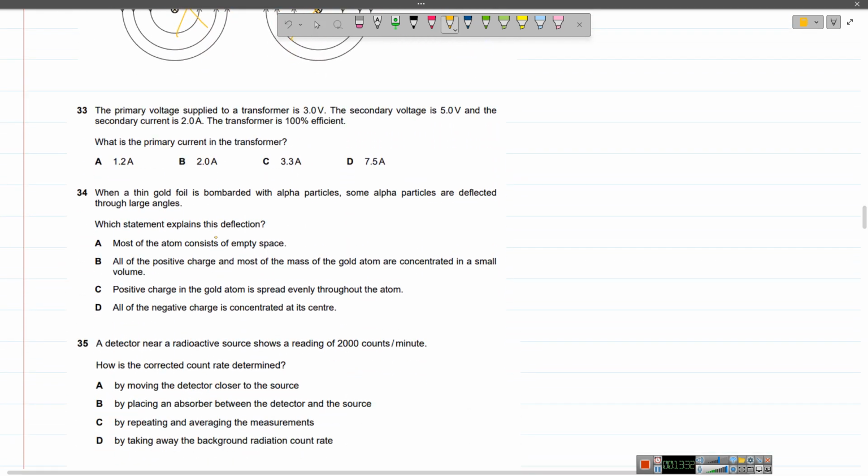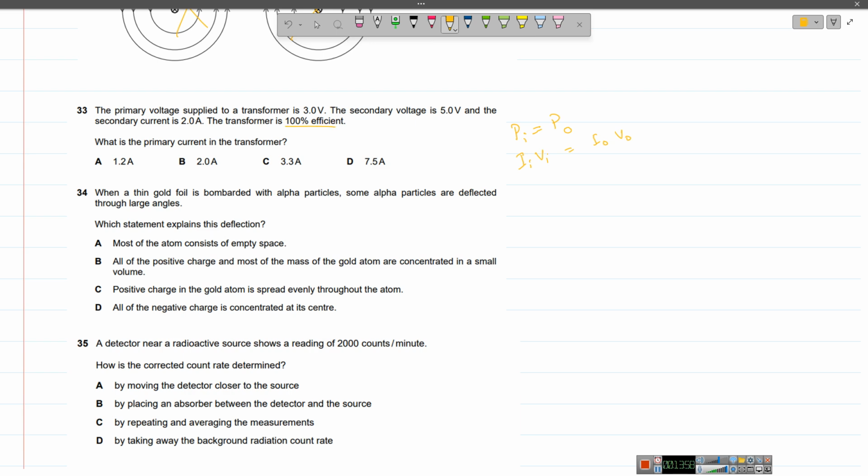33. The primary voltage supplied to the transformer is 3 volts. The secondary voltage is this much. The secondary current is this much. What is the primary current in the transformer? Remember, we have P in equals P out, input and output. So the current of the input times the voltage of the input is equal to the current of the output times the voltage of the output, right? We can relate this.